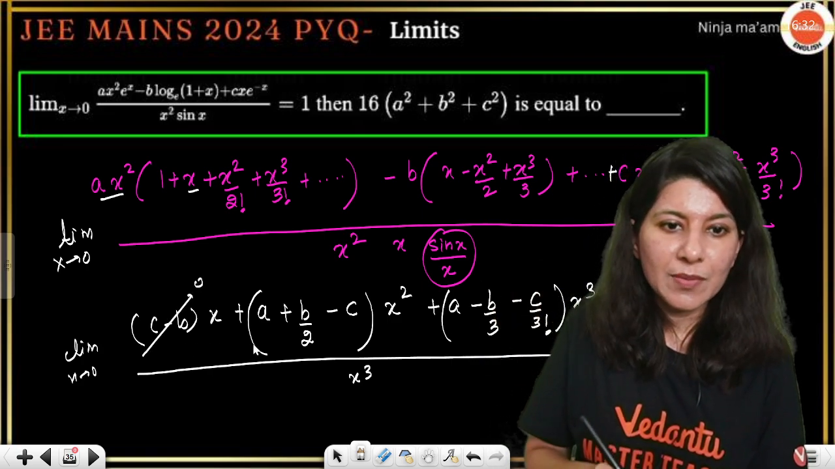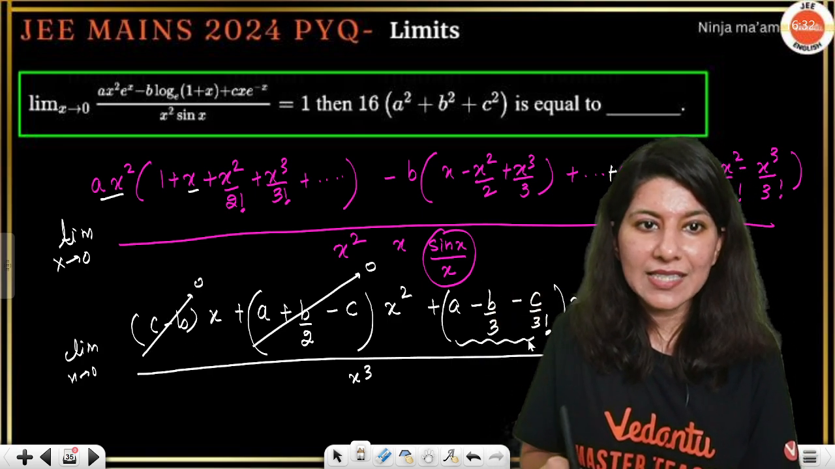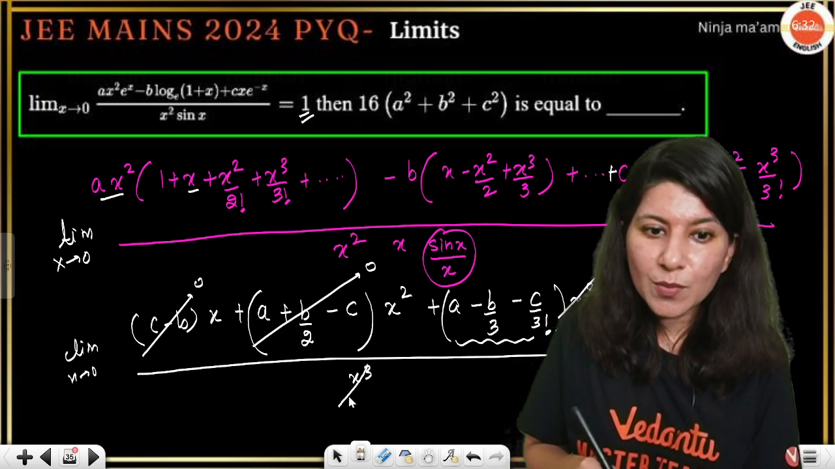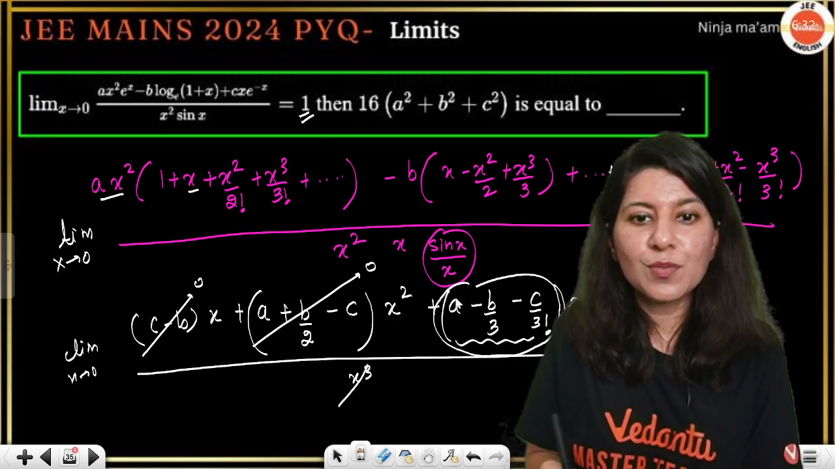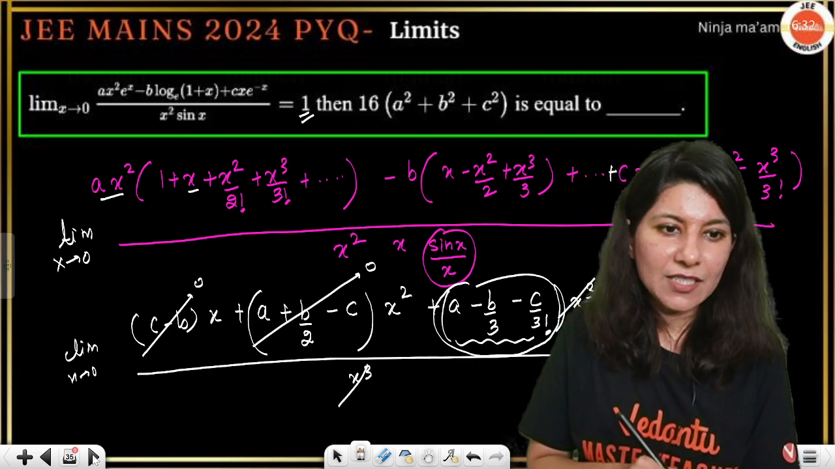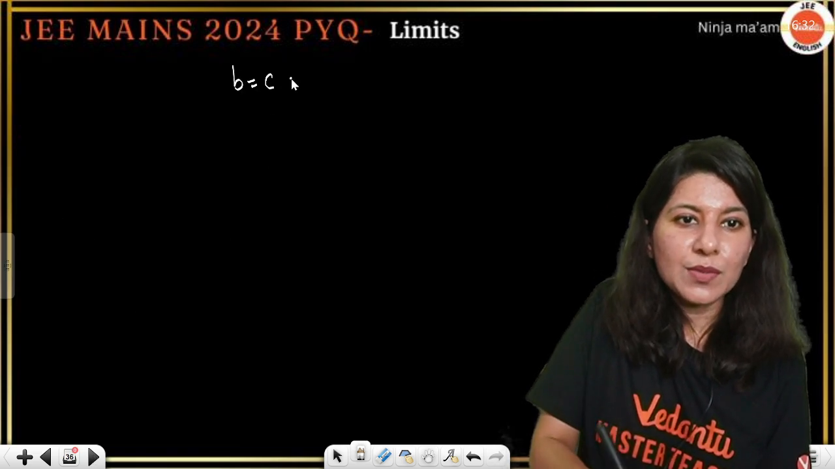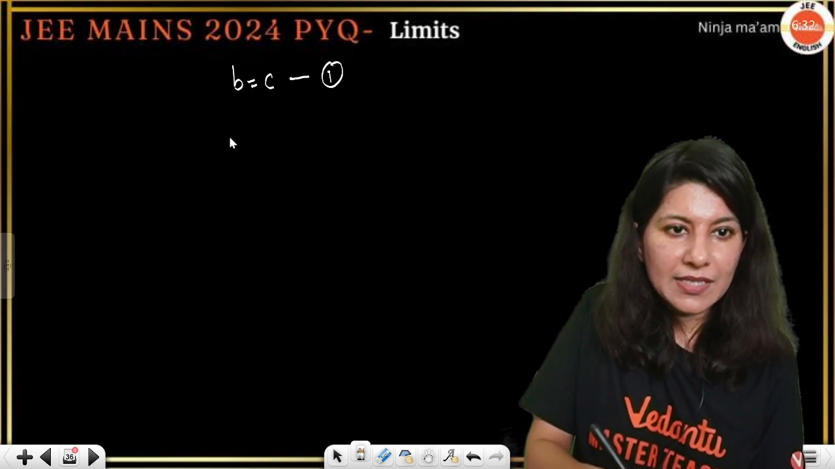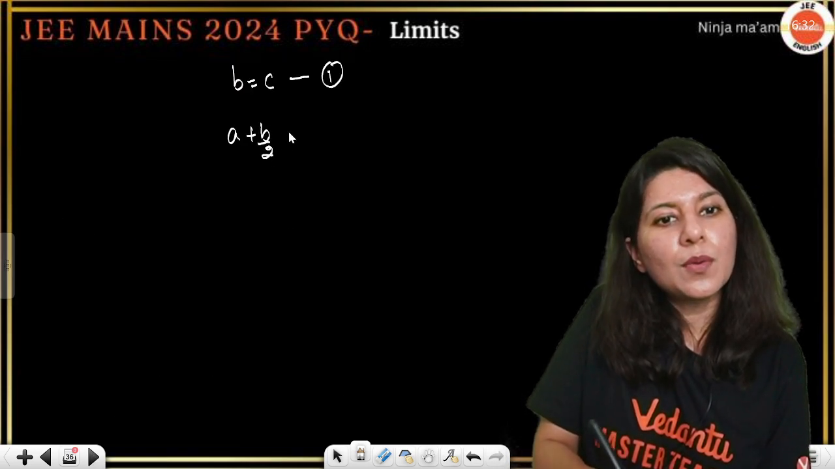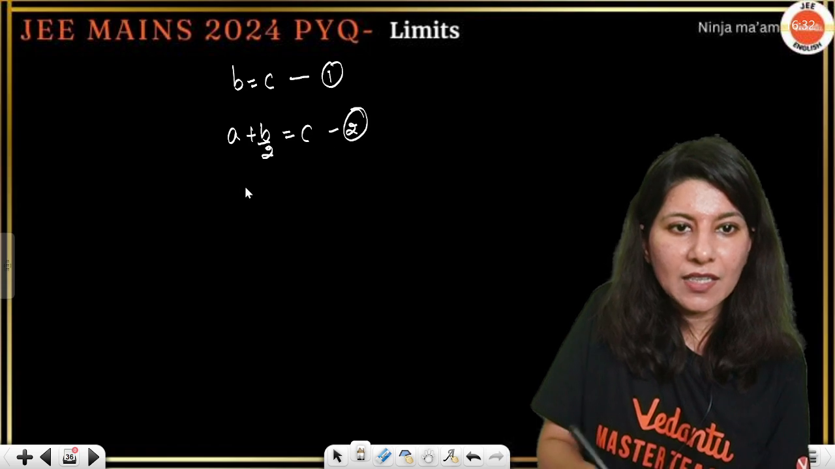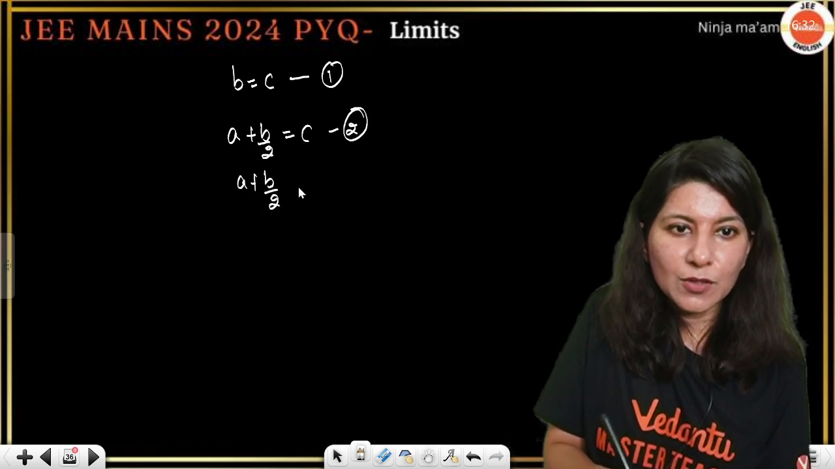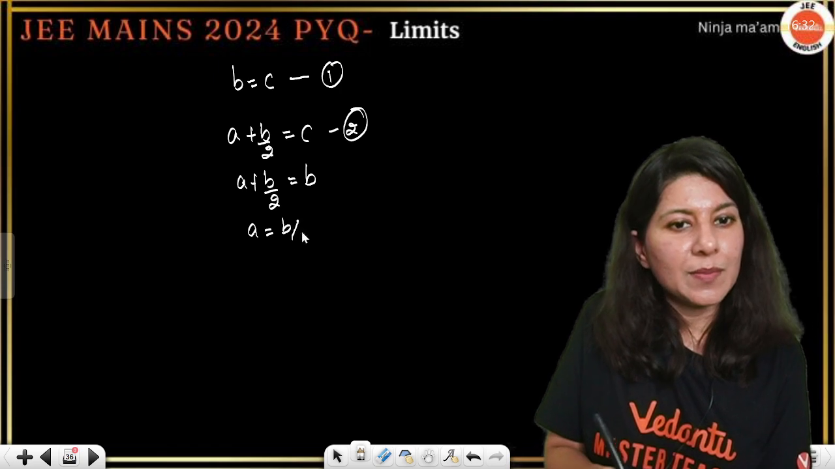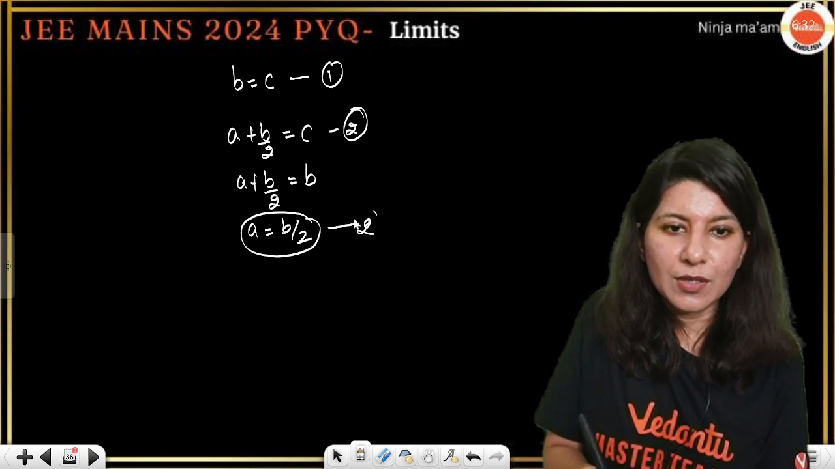So this will be 0, this will be 0, and this will be equal to what? 1. Because x cube cancels out, and this coefficient should be 1. Let's apply. So b equals, see, this is your first thing. Very good. a plus b by 2 minus c. a plus b by 2 equals, see, this is your second. So basically a plus b by 2 is equal to b only. So a is equal to b by 2. This is actually your second.